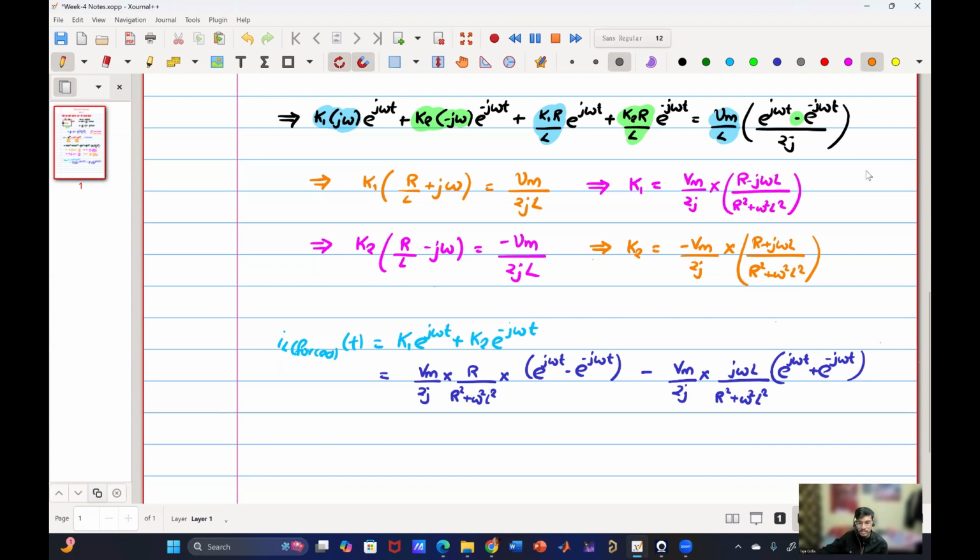So I have substituted this k1 here and then substituted this k2 here. Then if you see r by r square plus omega square L square here, r by r square plus omega square L square here, I have segregated those two terms. So I'll get e to the power j omega t from here, e to the power minus j omega t from here. But because there is a minus sign here, the second term will have minus. And in the second term, we have minus j omega L by r square plus omega square, here also minus into j omega L by r square plus omega square. So if I segregate this, I'll have e to the power j omega t plus e to the power minus j omega t. Get it?